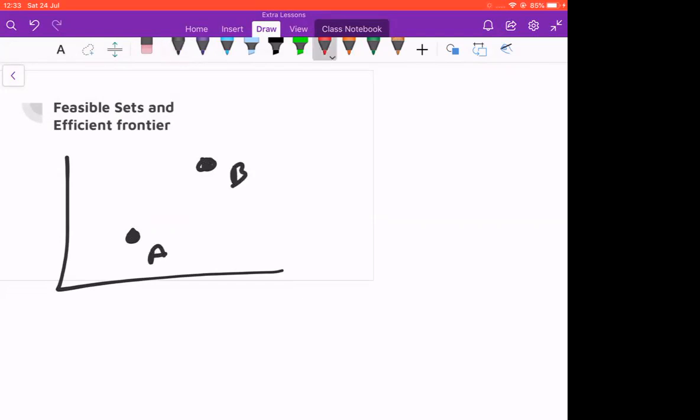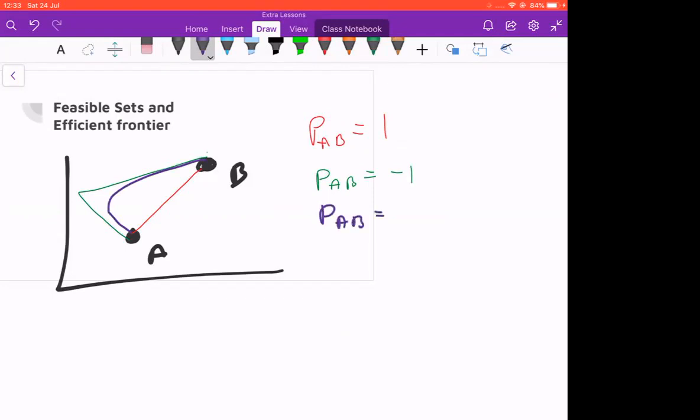The shape of the feasible set will depend on the correlation coefficient of these 2 assets. If the correlation coefficient of A and B is equal to 1, this is how your feasible set is going to be. And if the correlation coefficient of A and B is equal to -1, this is how your feasible set is going to be. And if your correlation coefficient is somewhere in between, this is how it will be. So it's going to be between 1 and -1.